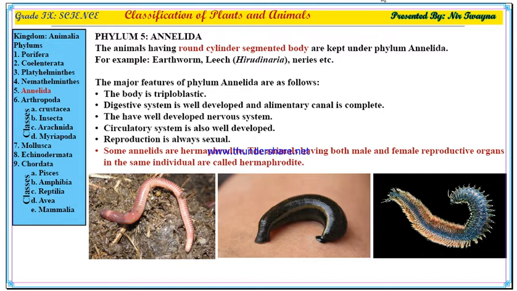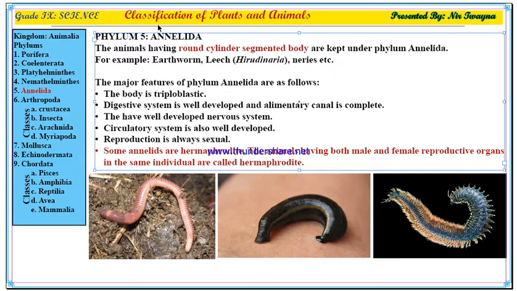My dear students, this is your science class of grade 9, and in your science class we have been discussing the lesson classification of plants and animals, and in our previous class we discussed up to phylum Nemathelminthes. Yes, we discussed phylum Porifera, Coelenterata, Platyhelminthes and Nemathelminthes of the kingdom Animalia. Today we are going to discuss the phylum Annelida, the fifth phylum of the kingdom Animalia.